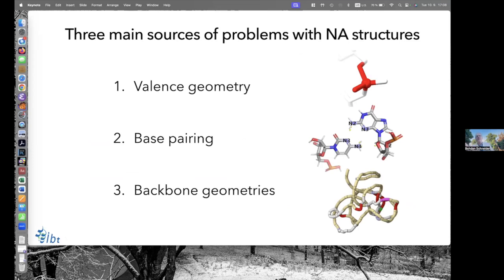Now I'm talking about quality. So what are the sources of bad quality? What are the sources of problems with nucleic acid structures? We deal with valence geometry still. The standards are not always well kept. Base pairing, this is crucial biologically, an absolutely essential property, and then backbone geometries or overall conformations. Geometries wouldn't be a good word. Conformations would be a better word.